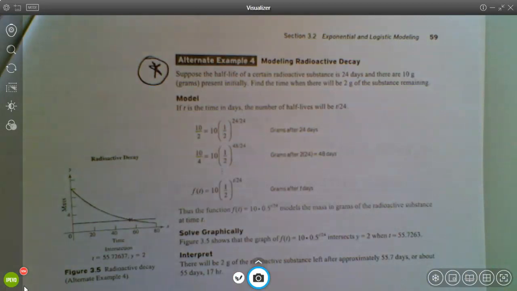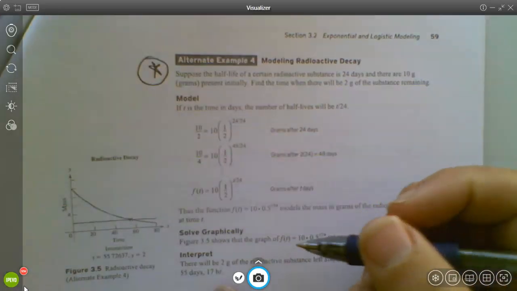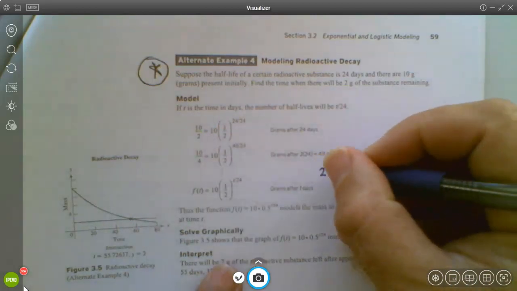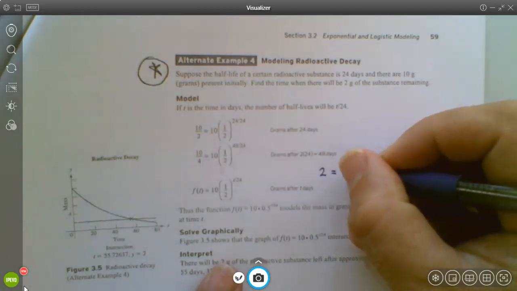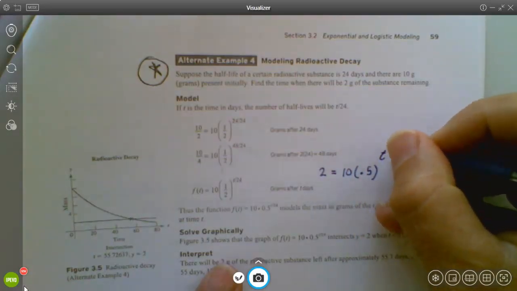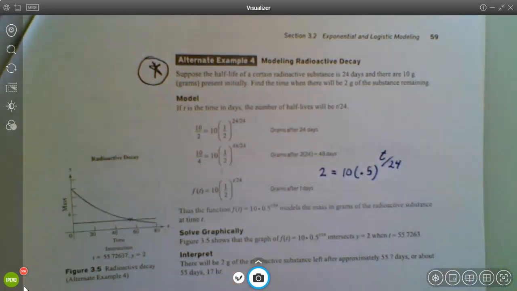So what they were asking in this problem was, okay, you started with 10 grams. How long is it going to take for that 10 grams to become 2 grams? And so we could just do the exact same approach. We are just setting our function equal to 2. I'm just going to write it out here. So we started with 10. It's a half-life, and we're looking at T over 24. And again, we'll be solving these down the road with logs, but for now, we're just going to be finding the intersection of these two graphs.